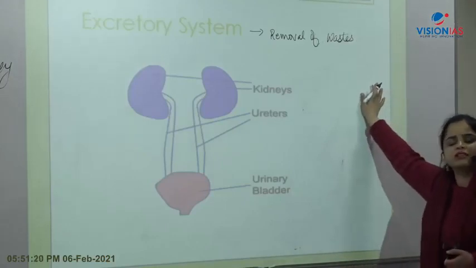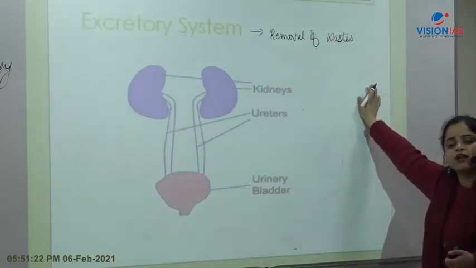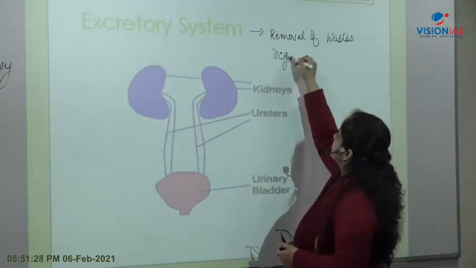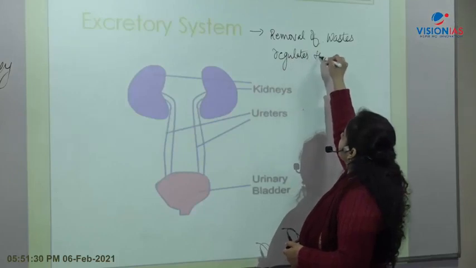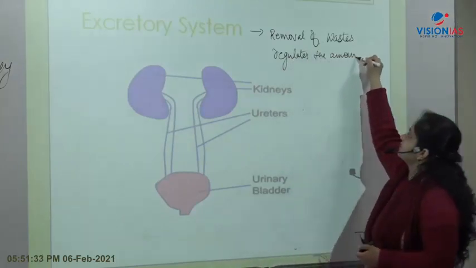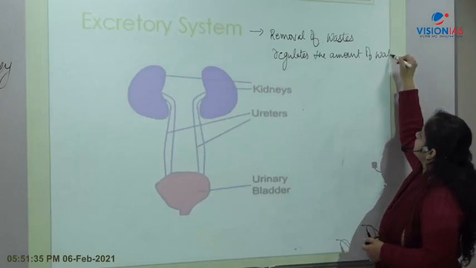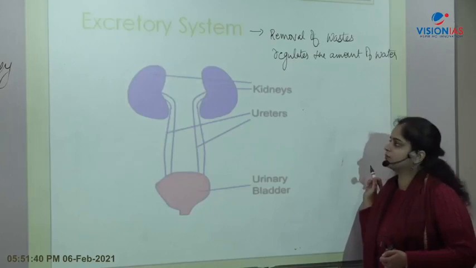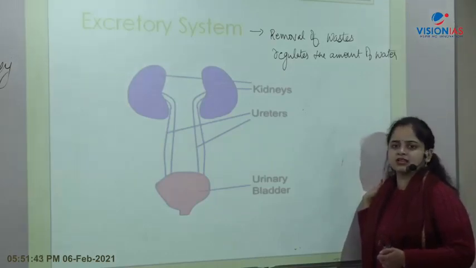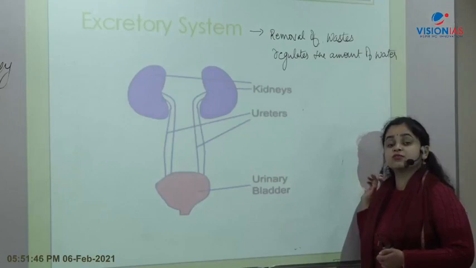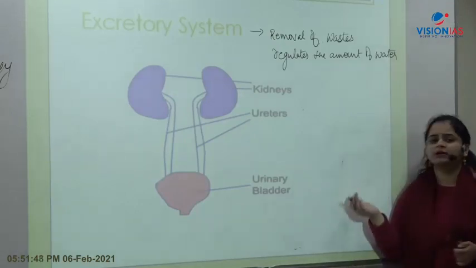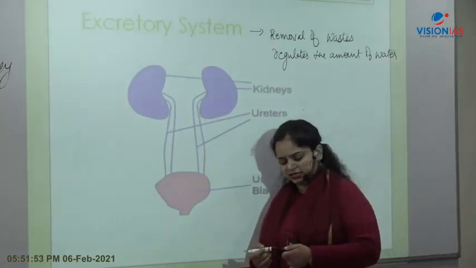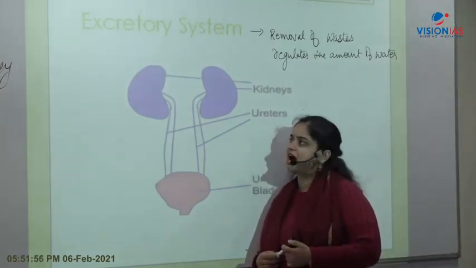and along with that there is also a regulation of the amount of water. This is what excretion is. Excretion basically just means removal of waste from the body, but in our case, it's also going to be regulating how much water is needed in the body. Now let's see how this works.